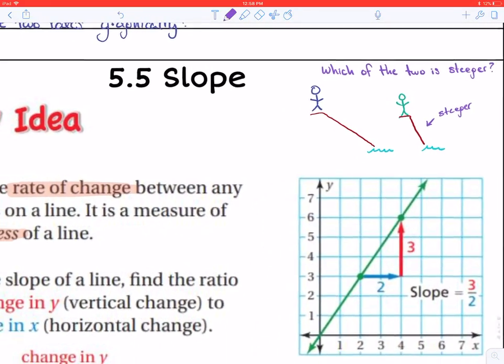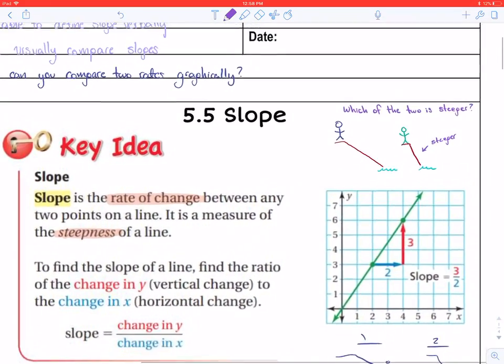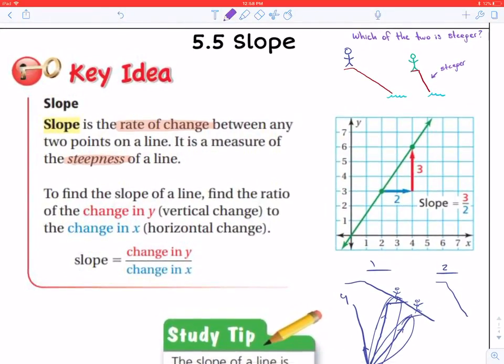So that's what it's referring to, steepness. And we're going to tie that into today's lesson when we're discussing slope and the steepness of a line in a graph. Now, to find the slope of a line, to actually mathematically determine the slope of the line, you need to find the ratio of the change in y, that's the vertical change, to the change in x, the horizontal change, which is written as this formula here for slope, is the change in y and change in x. Now, I want you to write next to it that we can also determine this as the rise over the run. Rise over run.